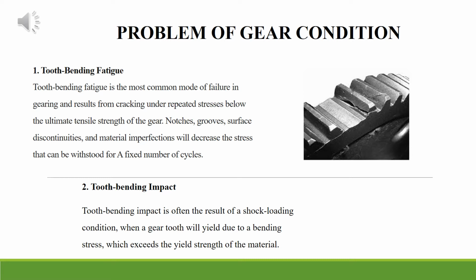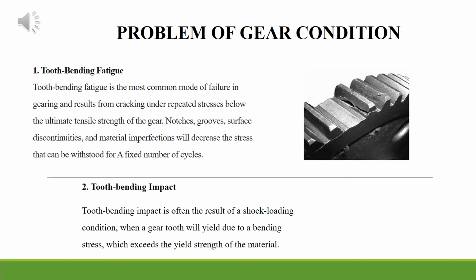Notches, grooves, surface discontinuities, and material imperfections will decrease the stress that can be withstood for a fixed number of cycles. Fatigue life can be extended by maximizing the ultimate tensile strength of the material. Resistance to bending fatigue can be increased by achieving an adequate heat treatment. In conclusion, clean steel should be used in the manufacturing of gear to optimize fatigue life.